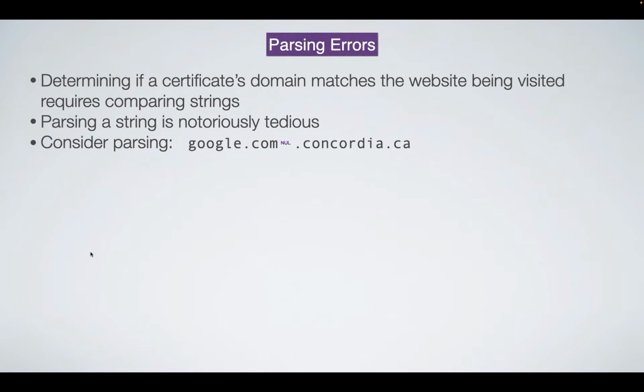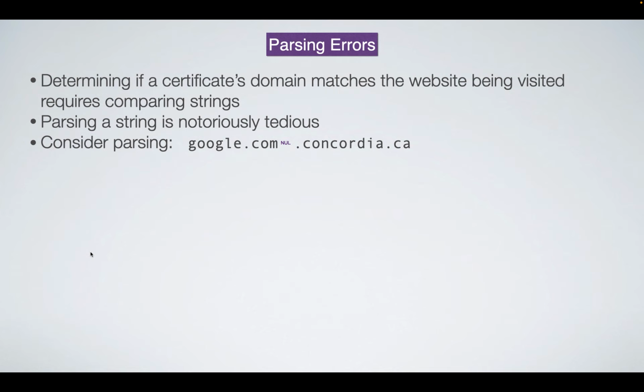Okay. All right, so here's another kind of weird issue. It's called the parsing error. So if you're looking at a certificate in your browser, there's a common name, which is like www.google.com. Okay, so that's what the certificate's for. It's called common name in the certificate. Okay, and then you also are looking at a website. The user's currently trying to connect to concordia.ca. Okay, and so what you're going to do is compare those two strings.